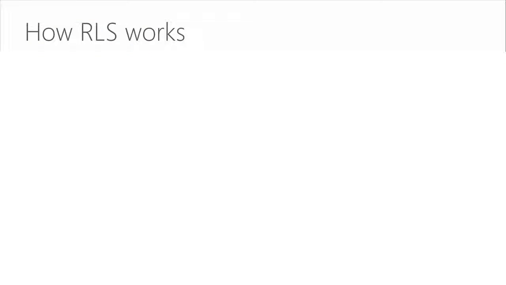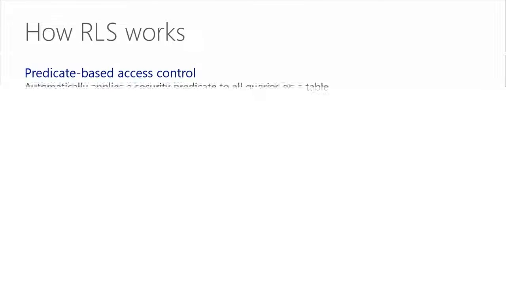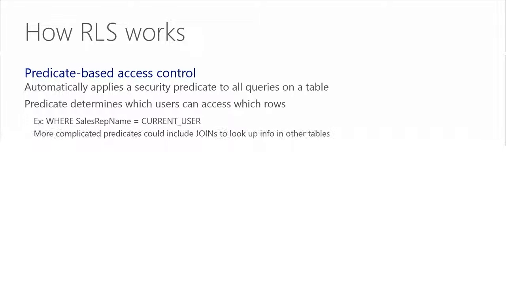So how does RLS work? RLS is a form of what's called predicate-based access control. And what this means is it works by automatically applying a security predicate to all queries on a table. And this predicate is what determines which users can access which rows.